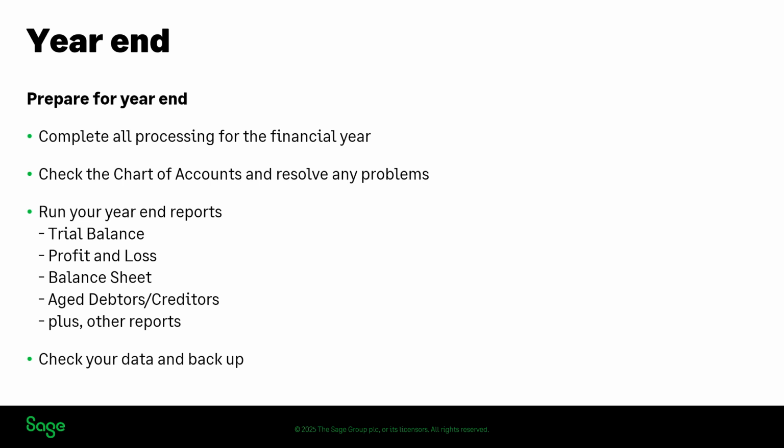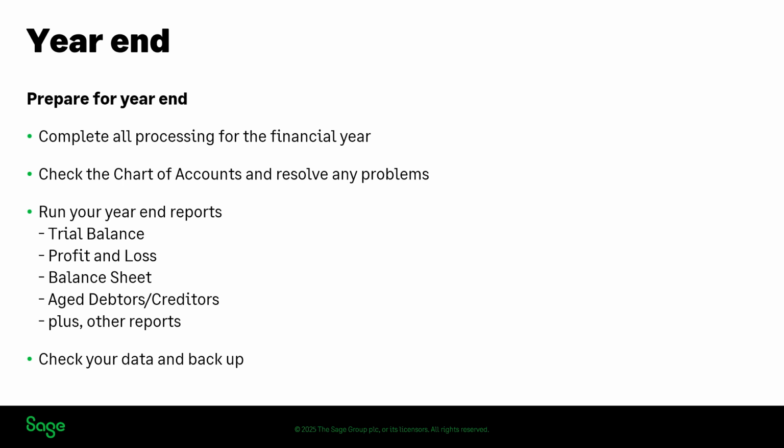Now, obviously you'll check your chart of accounts at this stage before running those reports, because things like the profit and loss and the balance sheet will actually use your chart of accounts. And if there's errors in your chart of accounts, it means that you're going to have issues in your profit and loss and your balance sheet. So you're going to check that.